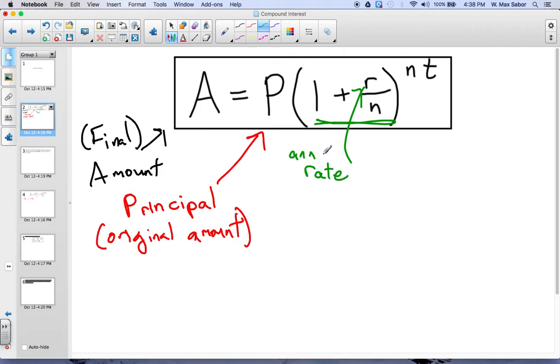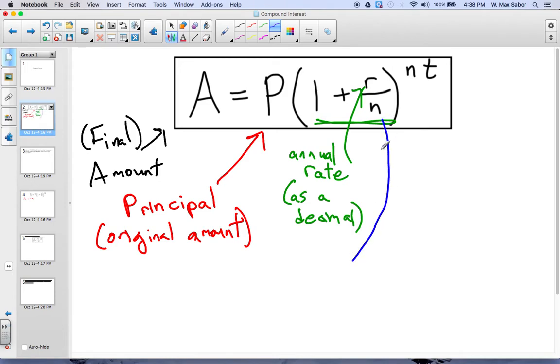This is our annual rate, and we want to write it as a decimal. So if we have 10%, we would say 0.1. If we had 15%, we'd say 0.15. If we had 3%, we'd say 0.03.